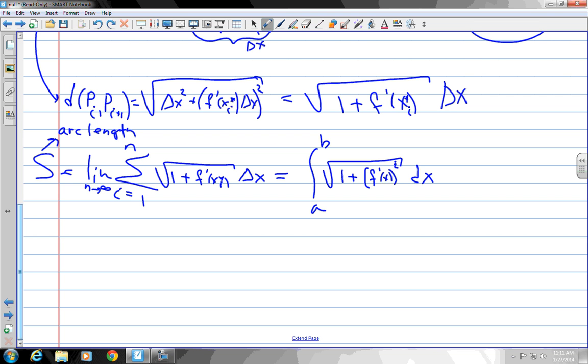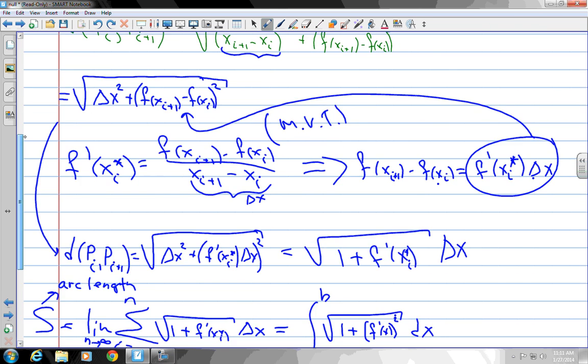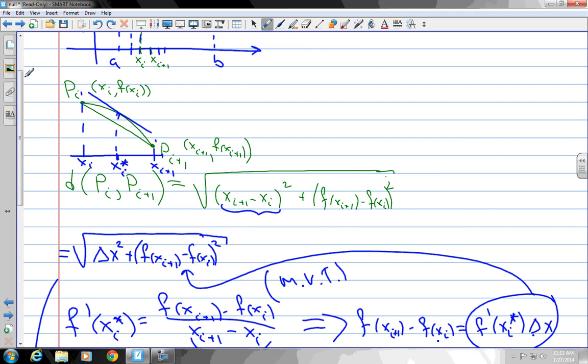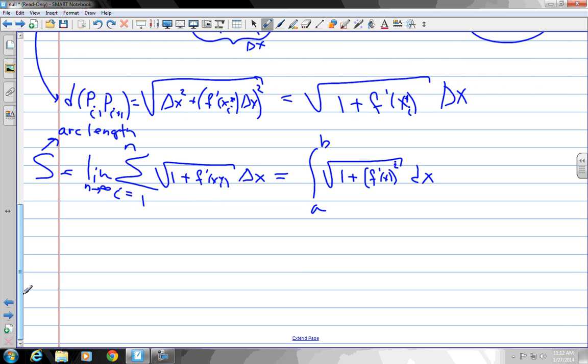Wait, so how do you find the x or f, the f of x sub i star? Well, it's just some points on that interval. That's what the star is. But when you start doing the shrinking thing, it just doesn't matter, it's just somewhere in there. So basically it will turn into that.